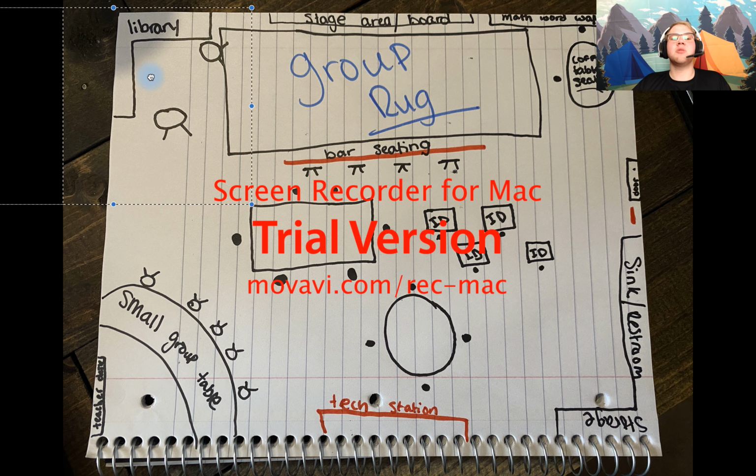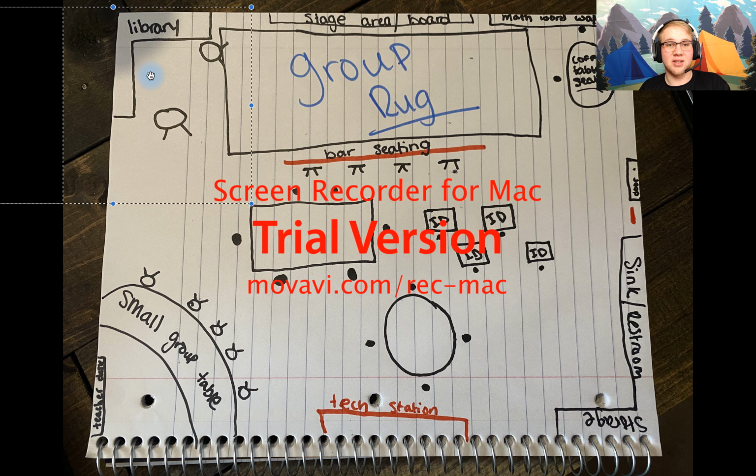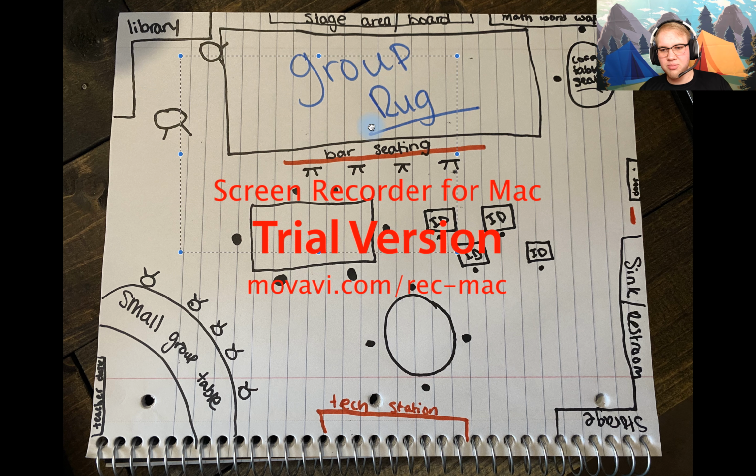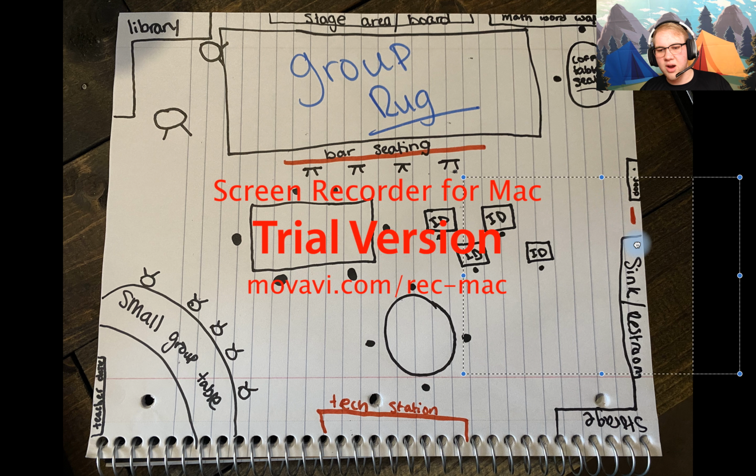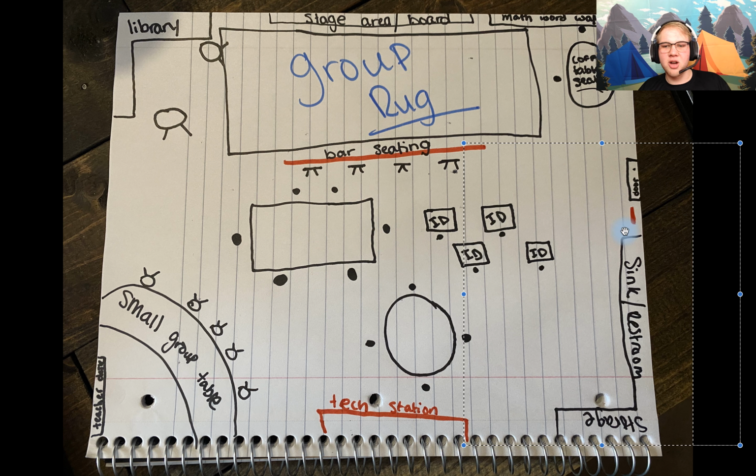We have a library because even in a second or third grade classroom, you're still going to need a library. And if it's a math classroom, there are plenty of math texts that can be used, or even other texts that can be used as a cross connection to mathematics. Also, over here at the door, this is a sink, restroom, and storage area. Do you see that red line right around here? I'll move my cursor, but I'm not sure if you can see it.